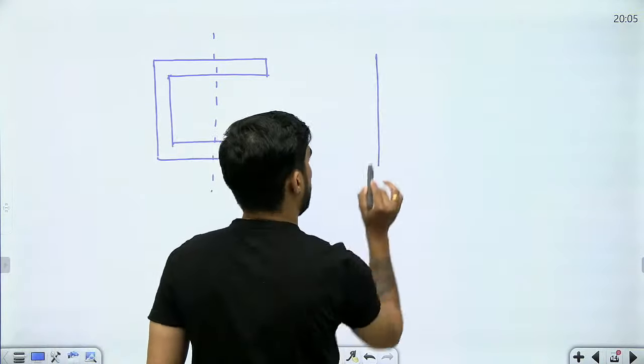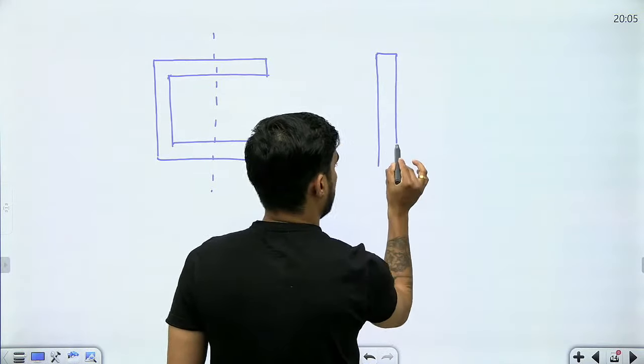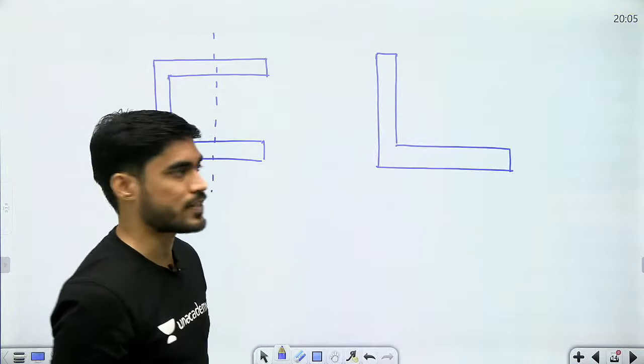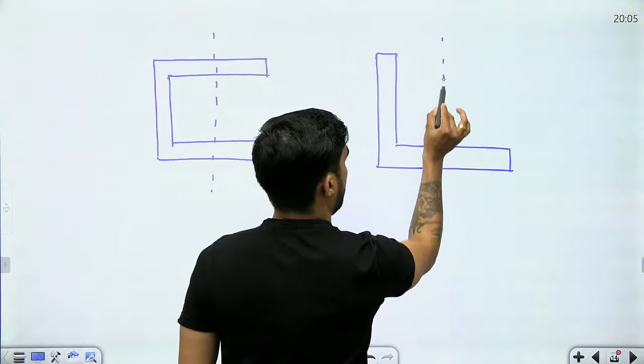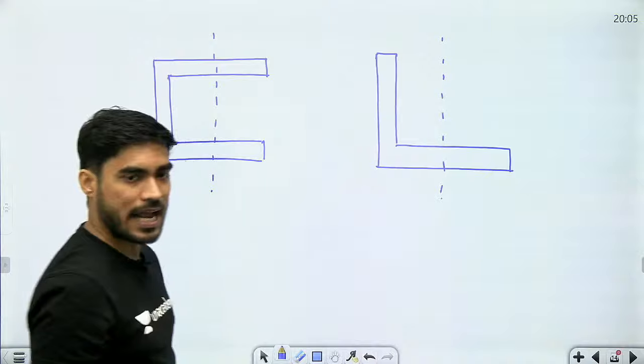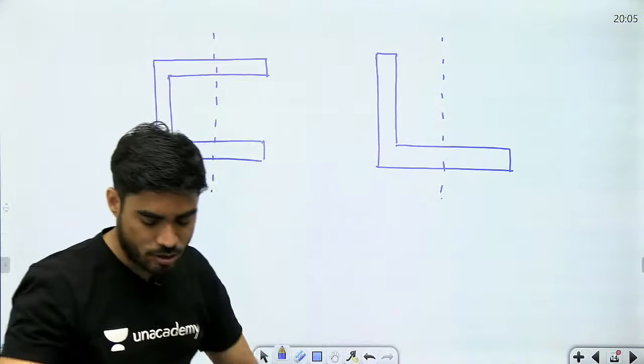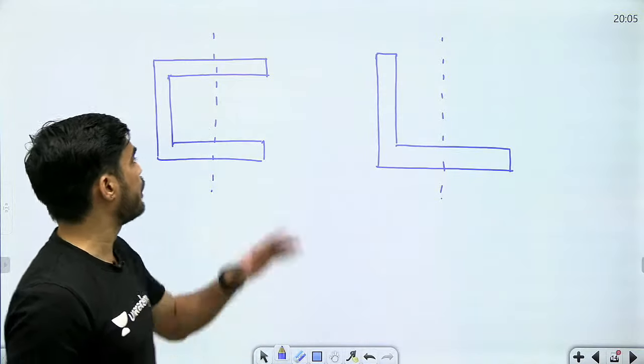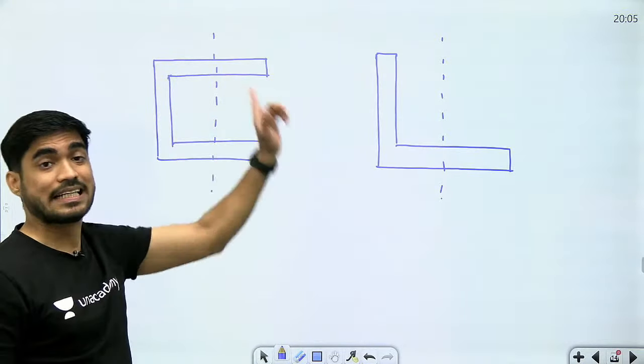You will never see this type of L section. Why will you never see this type of section? Because it is also not symmetric about the plane of loading, right? So beta, you will never see this type of section in bending stress in beams, because it is not symmetric about the plane of loading.